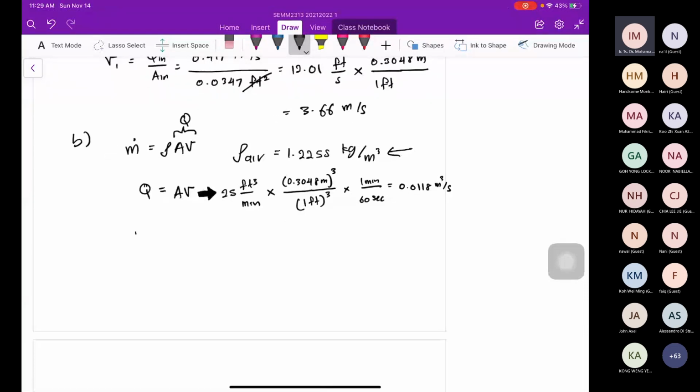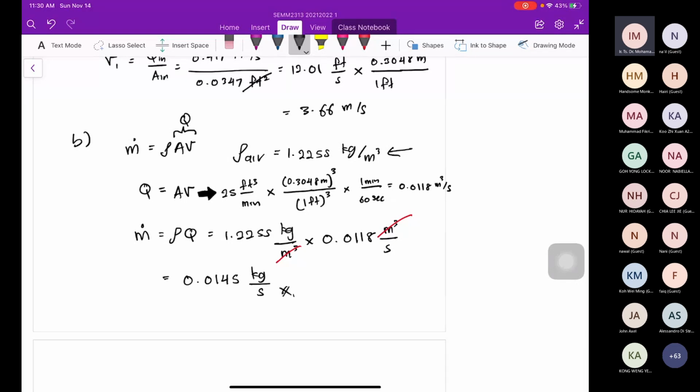Alright. So mass flow rate equals rho Q, which is 1.2255 kilogram per meter cubic, multiplied with the Q in SI unit, 0.0118 meter cubic per second. Cancel meter cubic, you will get 0.0145 kilogram per second. Okay, any question?